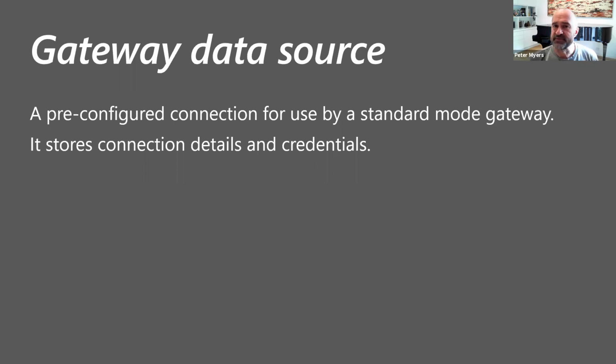When you do set up a standard gateway, the gateway administrator will need to create data sources that are defined in terms of data source type, connection details, and the credentials that the gateway can use to authenticate with the data source. In addition, they can delegate permissions to dataset owners, allowing them to connect their datasets to the data sources of the gateway.